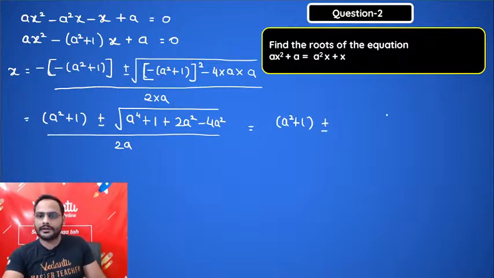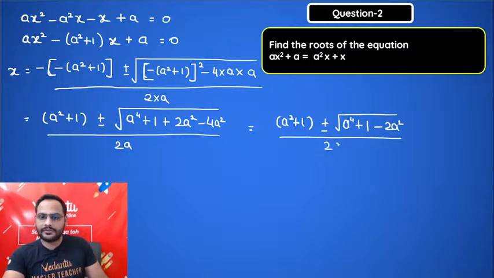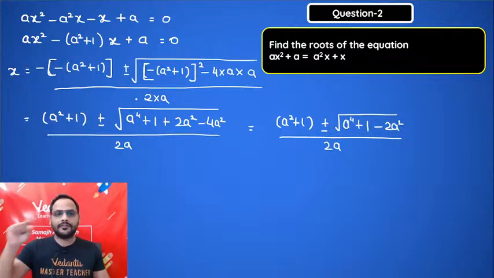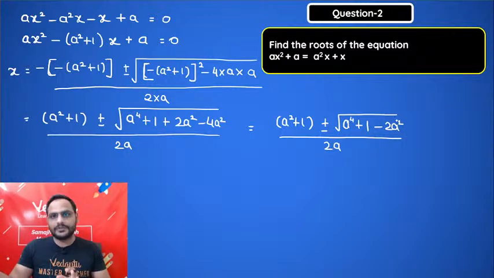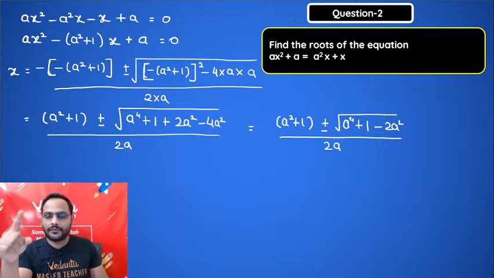Here we have plus minus square root of a raised to the power 4 plus 1, and 2a square minus 4a square will become minus 2a square. Beta, here the important step which you need to recognize is, देखो, if a square plus 1 whole square is a square plus 1 plus 2a square, then a raised to the power 4 plus 1 minus 2a square will be a square minus 1 whole square. Can you see? A square minus 1 whole square.